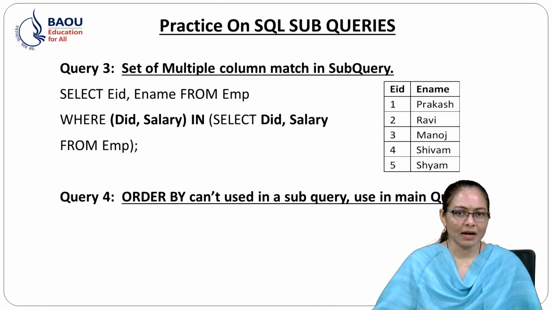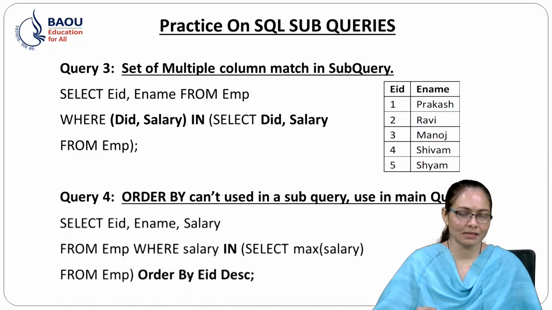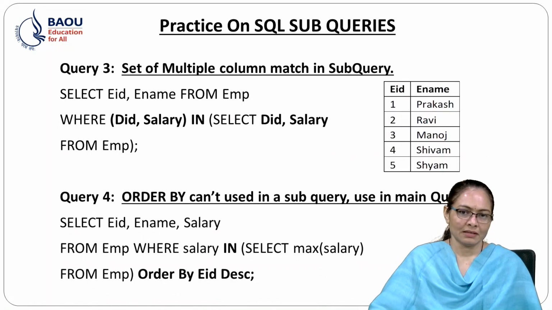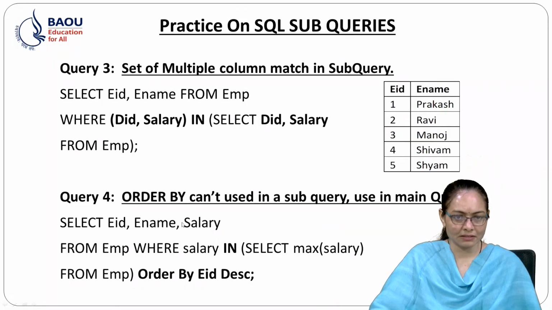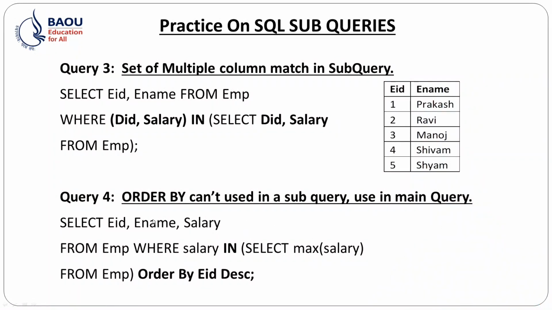The order by can't be used in a subquery, it is used in the main query. See in the example, order by is used like this. Can't use in a subquery means it is not used in an inner query. This is the outer query. Select EID, name, salary from the employee, where salary is matched with the maximum salary of the employee, and from employee it finds the maximum salary and matches it with the salary.